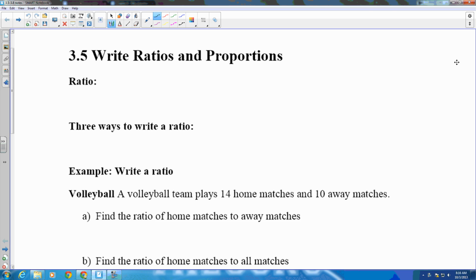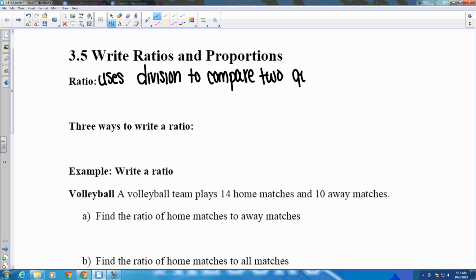Alright, we are doing section 3.5, writing ratios and proportions. Now a ratio, the definition of one is that it uses division to compare two quantities. Okay, now we're going to go through and show you how we can use division.